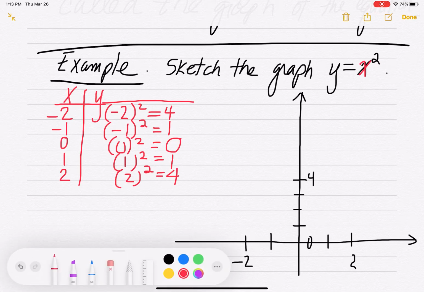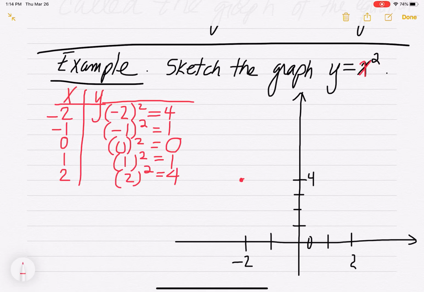And here I can plot my points. I'm going to start with -2, 4 here. -1, 1 here. 0, 0 is the bullseye. 1, 1 is here. And 2, 4 is here in the first quadrant. And it turns out there are lots of other solution points.